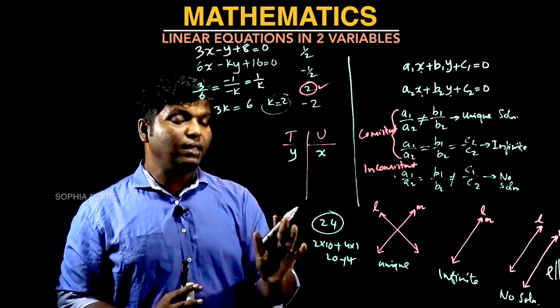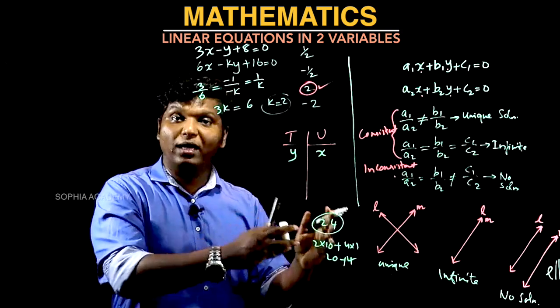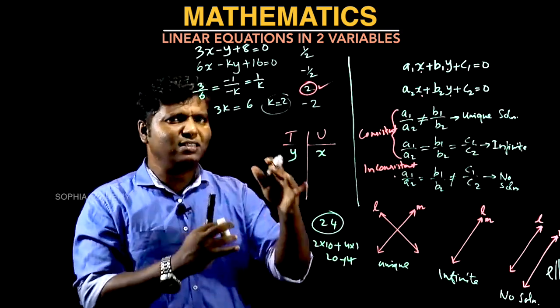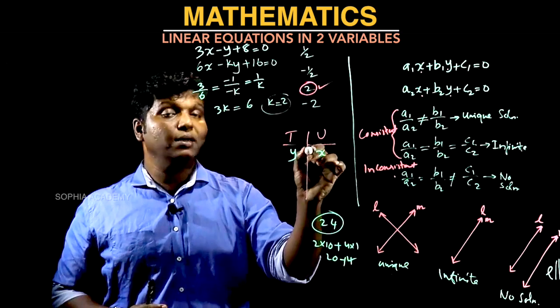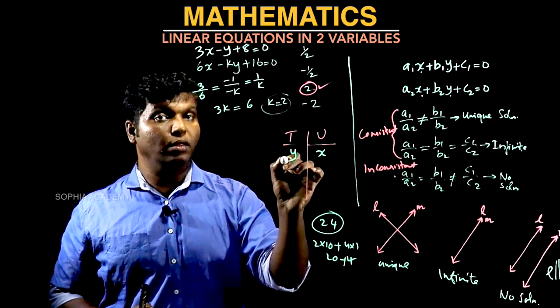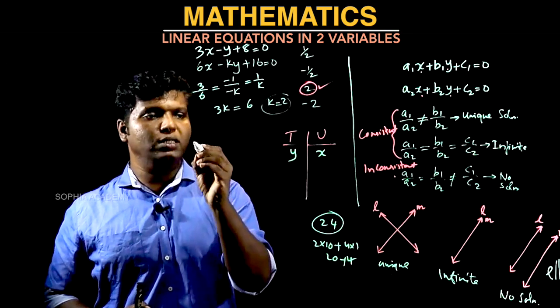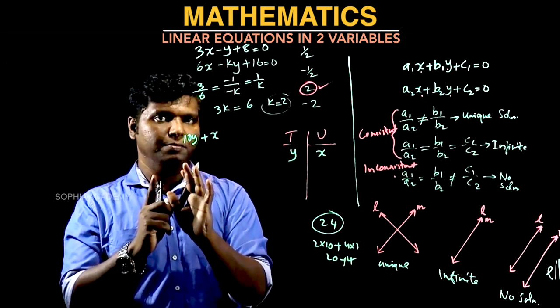Is that clear? I think you have studied this in your 6th and 7th classes, about face value, place value and so on, right? We are just recollecting those things. Here I told you to let the digits be like this. The digit on the units place is x and the digit on the tens place is y. So the original number is 10y plus x. Keep this in your mind.